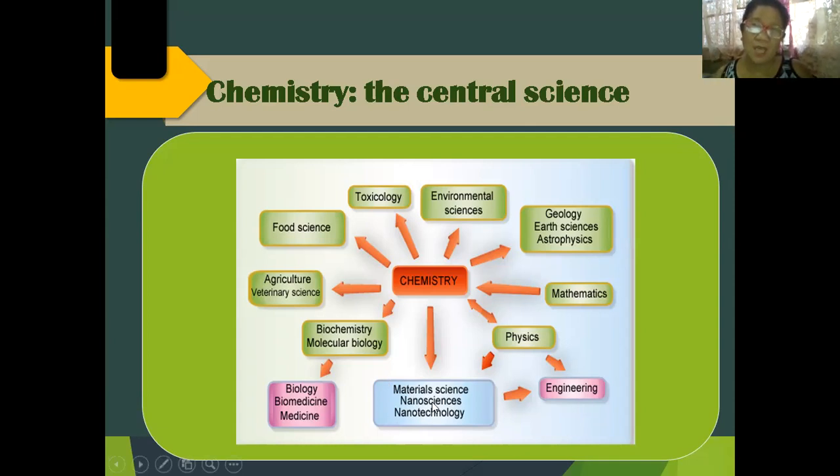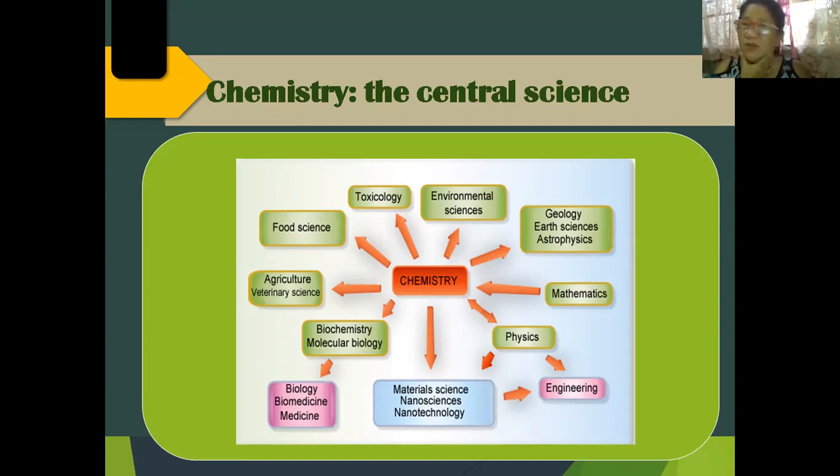one of the newest branches of chemistry is nanoscience, nanotechnology. This has something to do with materials at a very, very small level, times 10 to the power of negative 9. So it is very small. And what happens if it is at the nano level, that is nanotechnology?